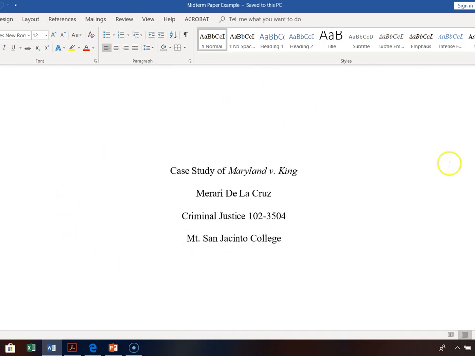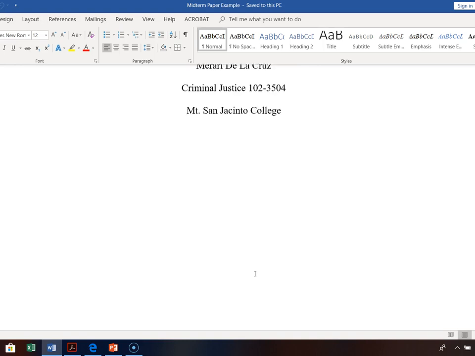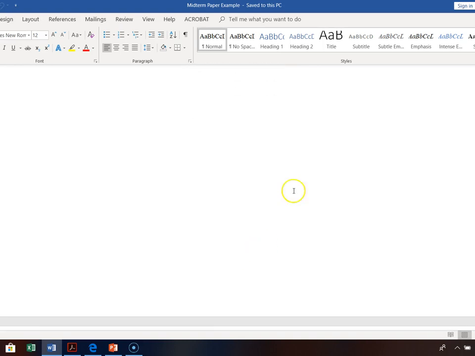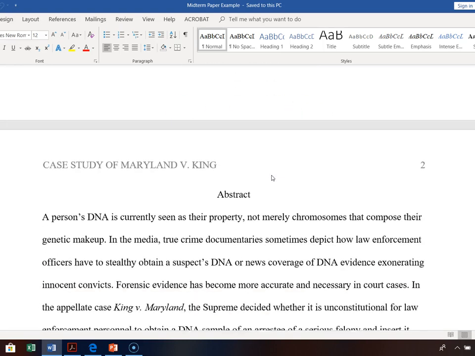And then remember, we talked about on the face page in the center here, she has case study of Maryland versus King. She has her name, the course, and then the college. You can put my name on there if you want, or you don't have to. Now that's one page. Now remember, this page doesn't count towards the page total.